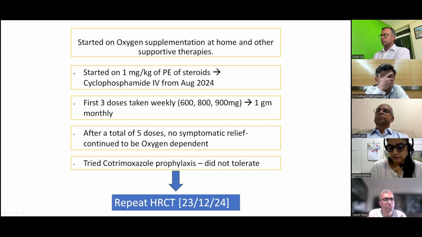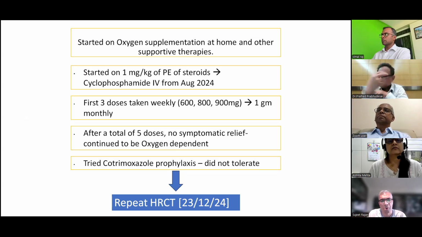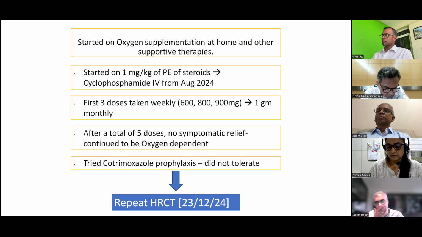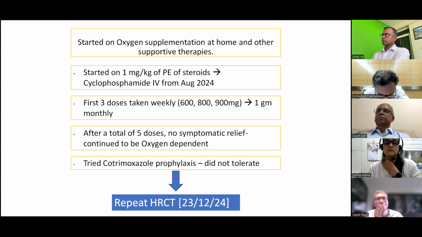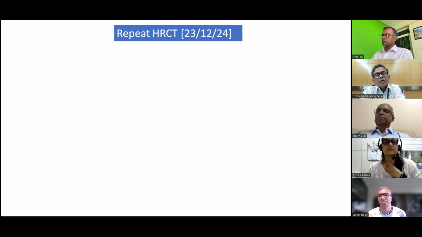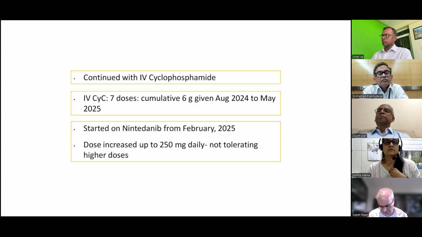At the time she was on oxygen supplementation at home. So we started 1 milligram per kg prednisolone equivalent of glucocorticoids along with cyclophosphamide. First 3 doses, we slowly hiked. And after 5 doses, still no symptomatic improvement. Cotrimoxazole prophylaxis she didn't tolerate. And that is when the second CT was taken. And after that, we in fact did not change our line of treatment. We continued with cyclophosphamide itself.